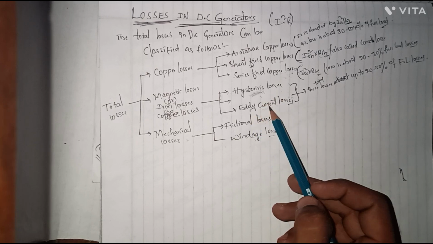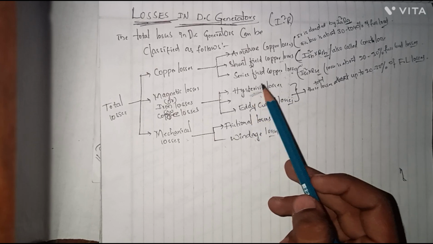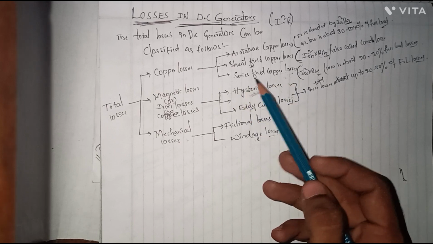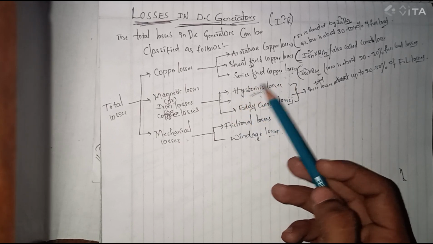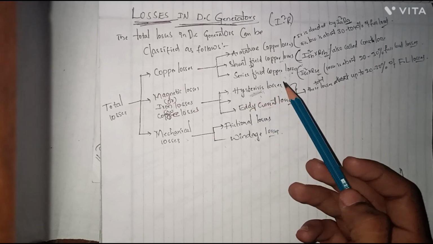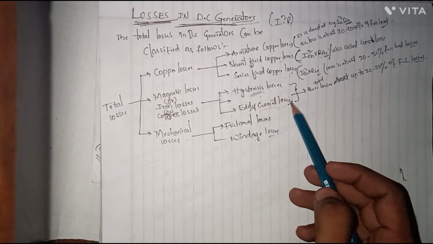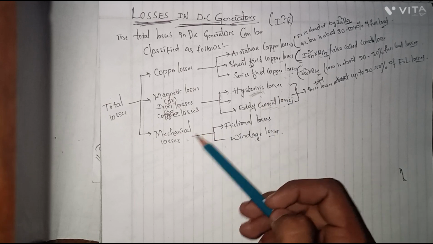When armature core cuts magnetic flux, EMF will be induced. According to Faraday's law, when your conductor cuts magnetic flux, EMF will be induced. There eddy current losses are produced. Okay, next, mechanical losses. Mechanical losses means nothing but frictional losses and windage losses.